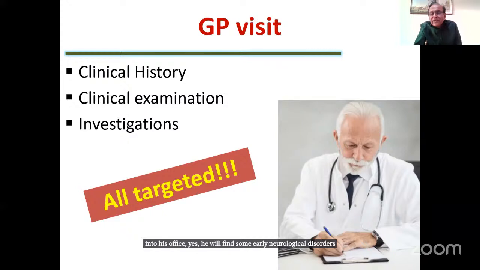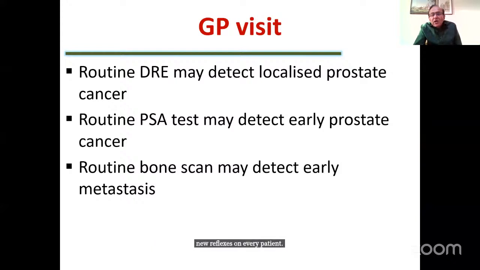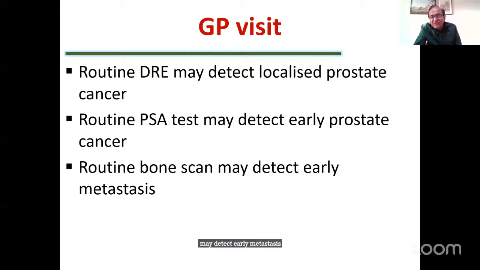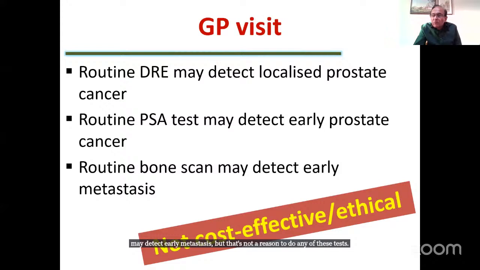But there's no way that he's going to do a knee reflex test on every patient. So a routine DRE may detect localized prostate cancer. A routine PSA test may detect early prostate cancer. A routine bone scan may detect early metastasis. But that's not a reason to do any of these tests, because these would neither be cost effective nor ethical.